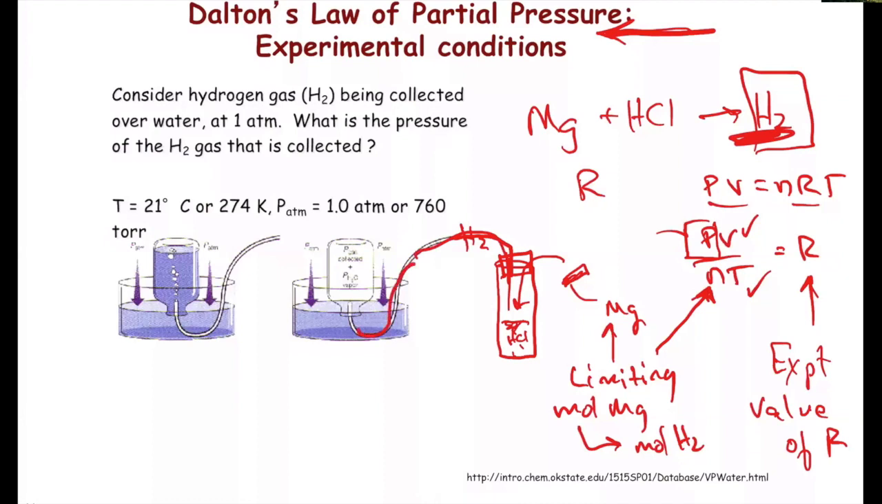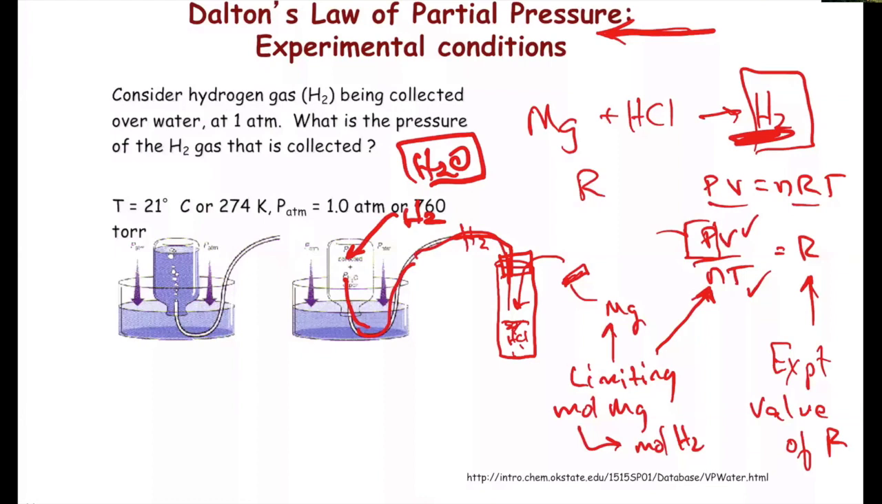The problem with collecting over water is that not only do you collect hydrogen gas in here, you also collect water vapor. So it's not pure. Okay, it's not pure. So you have to correct for the water vapor that is collected alongside the hydrogen gas. So how do you do that?